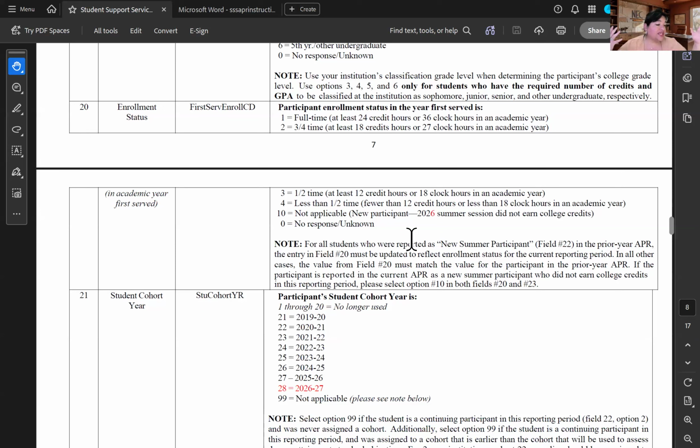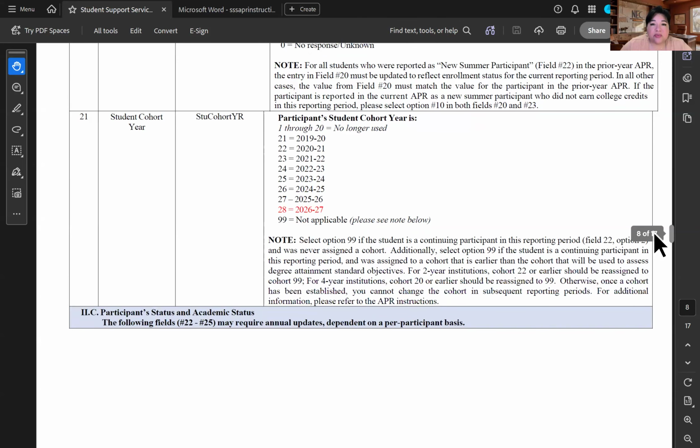So some people say, look, I have a kid that enrolled in 9 hours. They didn't complete them. I said, well, it said enrolled, and it does tell you to put how many hours they're enrolled in, not how many hours they ended up earning. And there's also some information about those darn new summer students, how to answer that for them. Now, field 21 is cohort year, and that is tricky too when it comes to the new summer students. And don't you love it? You would think, I wish cohort code 26 meant they were part of the 26-27 cohort, but nope, it does not.